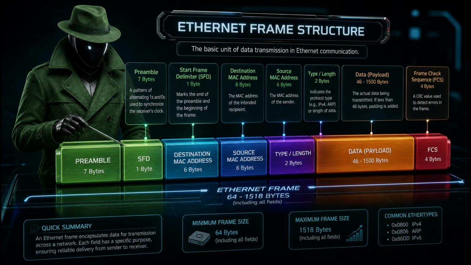Then comes the data and pad section, 46 to 1500 bytes. The actual payload from the upper layers, that's what it conveys. If the data is shorter than 46 bytes, padding is added so the frame meets the minimum size requirement. Finally, the frame check sequence, FCS, 4 bytes at the end.